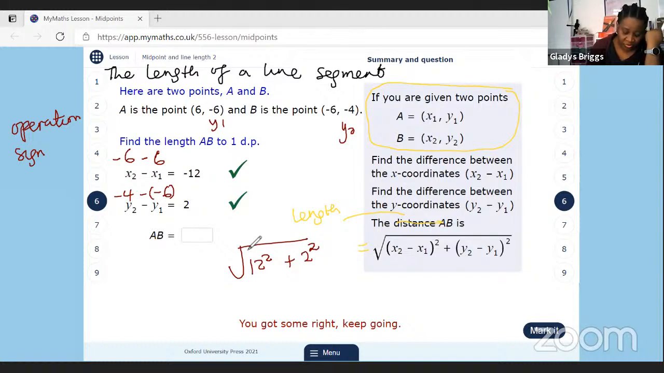The square root of 12 squared or -12 squared, you have to put it in brackets or it will mess up your answer. Plus 2 squared. Right. What's in my calculator now? I put some rubbish in.